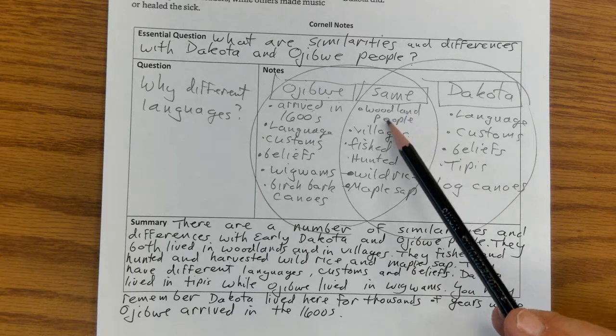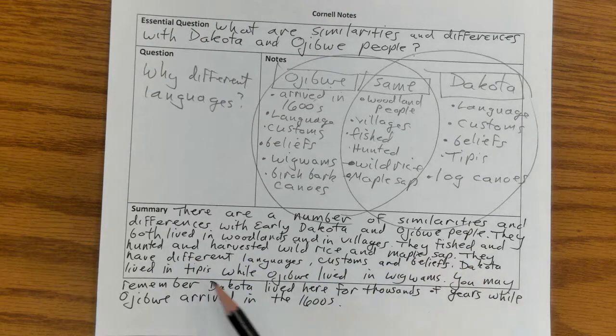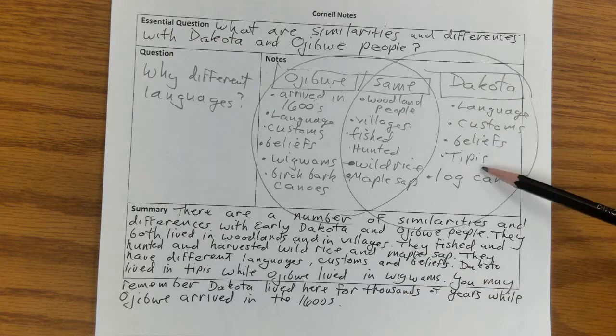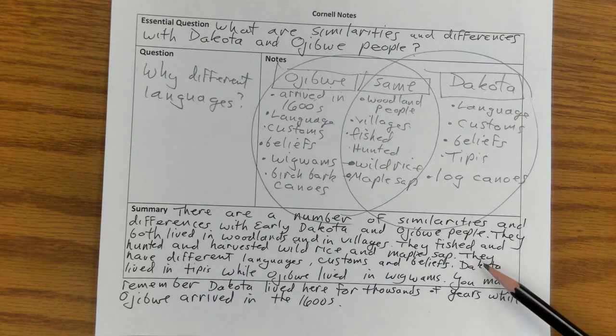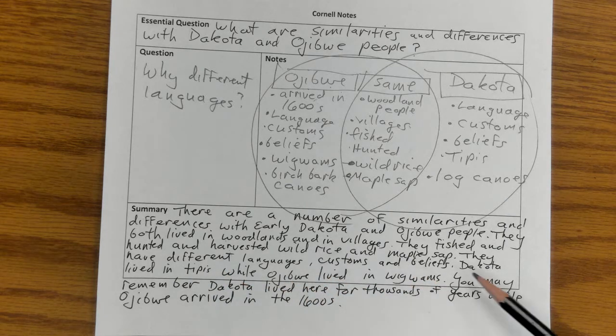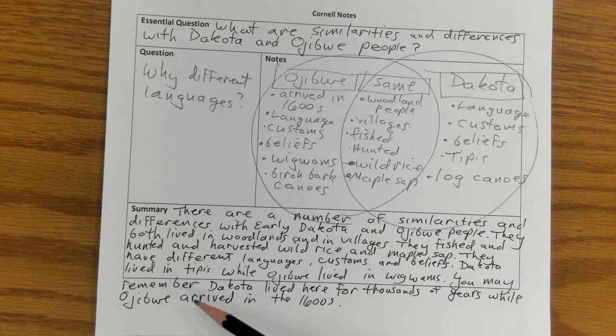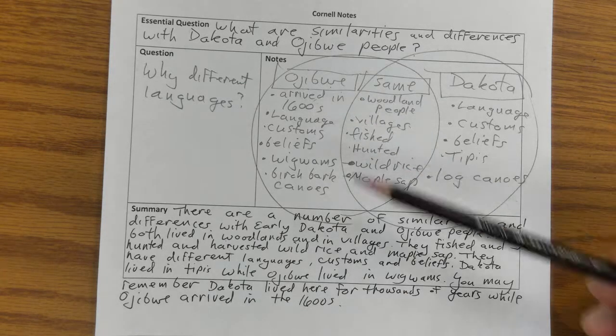So I'm writing a paragraph with these details. They both lived in woodlands and in villages. They fished and hunted and harvested wild rice and maple sap. And now I'm going to talk about how they're different. They have a different language, customs, and beliefs. Dakota lived in teepees while Ojibwe lived in wigwams. I got that information from here. You may remember Dakota lived here for thousands of years while Ojibwe arrived in the 1600s. So I added that detail.